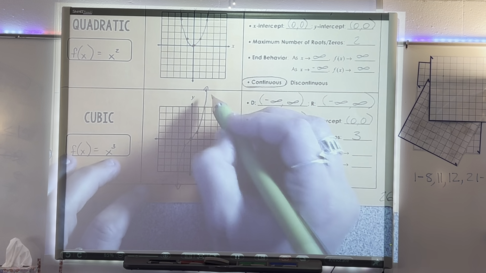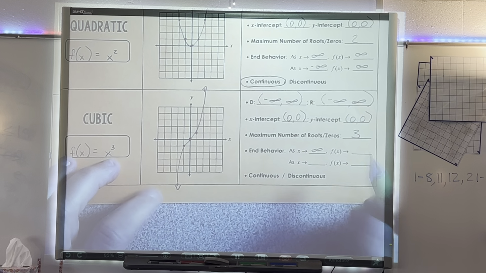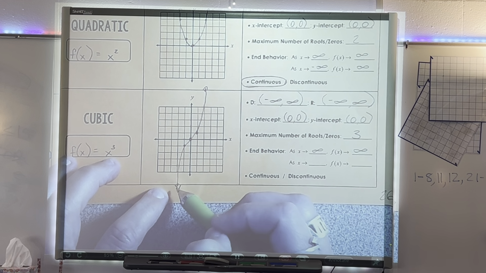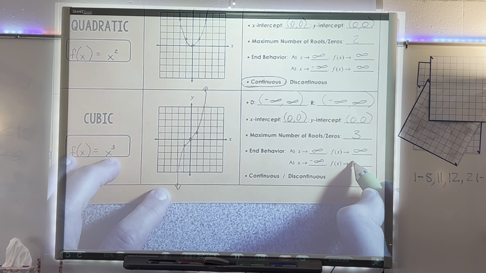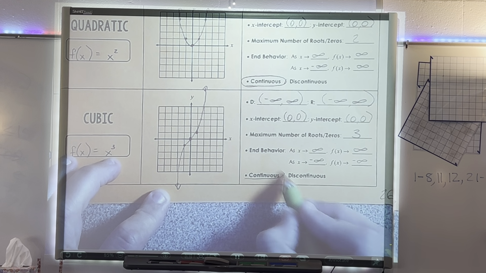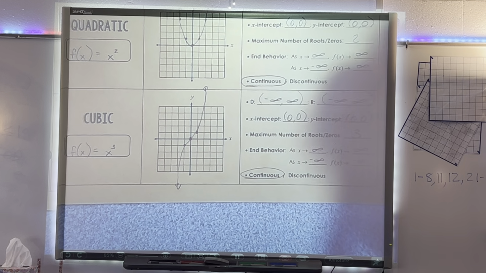In end behavior here, as x approaches infinity, f of x is going up, so it's approaching infinity. As x approaches negative infinity, f of x is also approaching negative infinity. This one is continuous. All right, before we flip over, I want you to look at this.